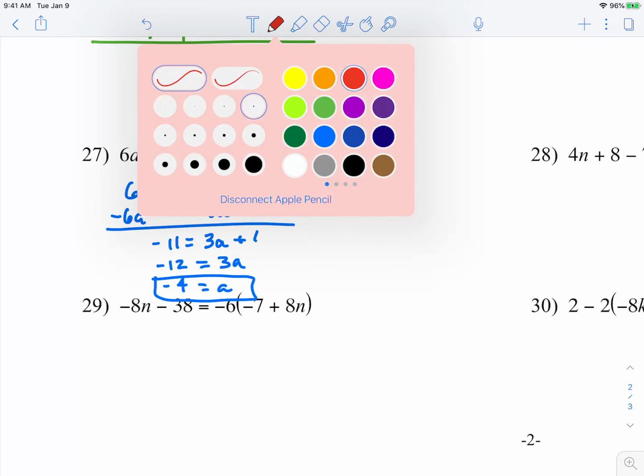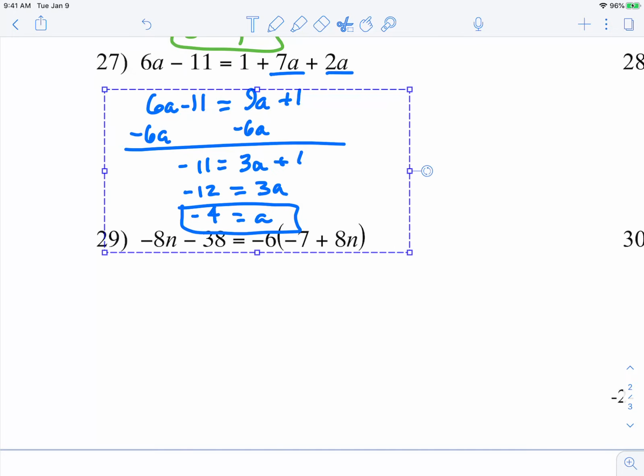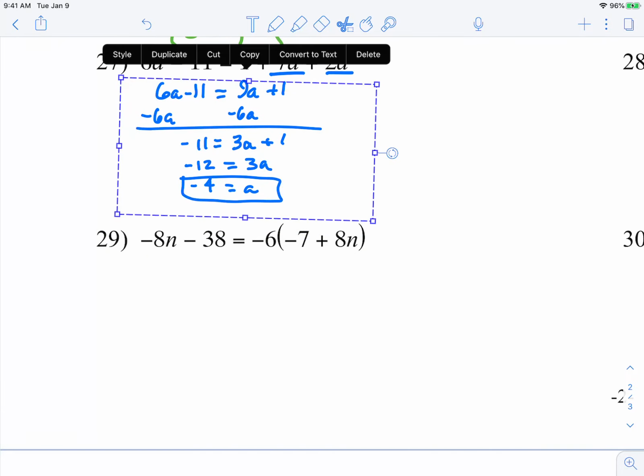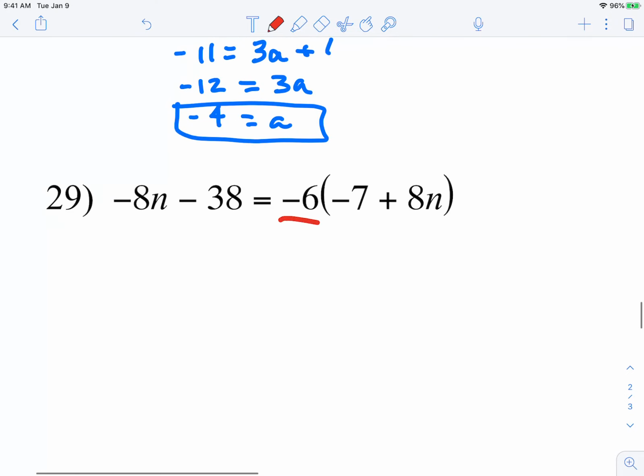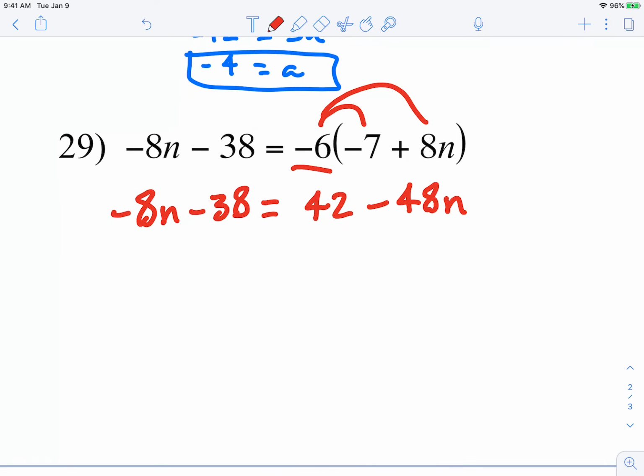All right, and then we got our final problem here. This might be the hardest one of the whole worksheet. It's not too bad though. You got distributive, and you also got variables on both sides. So we'll distribute here. Negative times a negative, that should be a positive. Make sure you give me a positive 42 there. We'll put minus 48n. Nothing's changing on that left side, so we'll just write it down one more time.